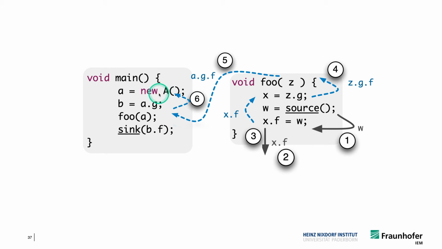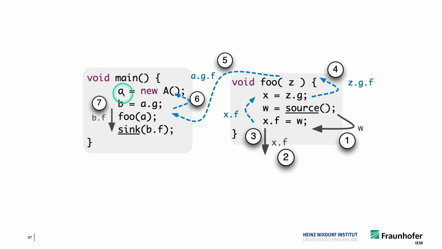And now, because we reach an allocation site for a, for the base variable, we know that we can actually stop the backward analysis here. And from this point, it will propagate forward, actually a taint for b.f in this case, right? Because here we have an alias b for a.g, right? So a.g.f is turned into b.f at this statement.